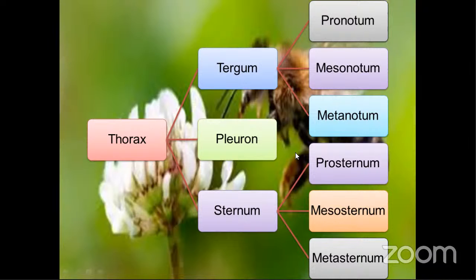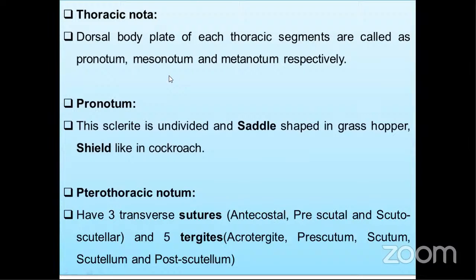So don't confuse this terminology. We already discussed this matter. The dorsal body plate of each thoracic segment is called the pronotum, mesonotum, and metanotum. Pronotum is saddle shaped in grasshoppers, but in cockroaches it is shield shaped. Mesonotum and metanotum cannot modify. Only the pronotum can modify, into a saddle shape in grasshoppers and a shield shape in cockroaches.